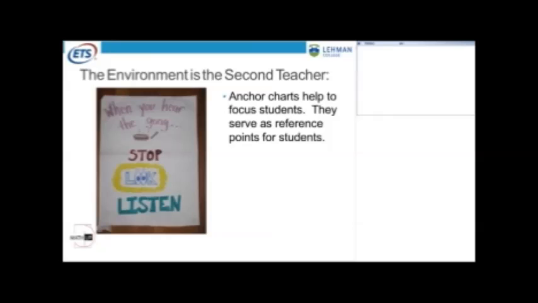When you hear the gong, stop, look, and listen. This is something that helps the class understand what's expected of them if they're an English language learner or if they have trouble focusing. They can look at this and say, okay, this is what's expected in our class.